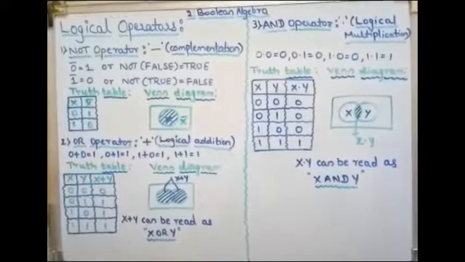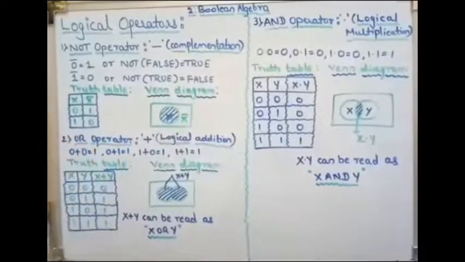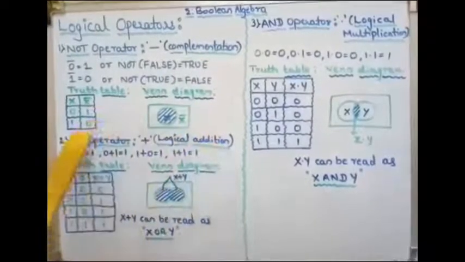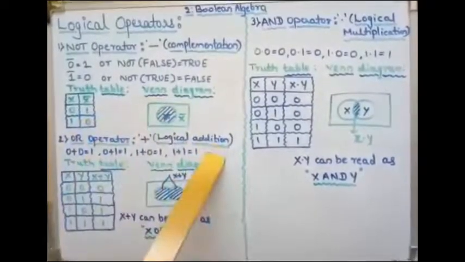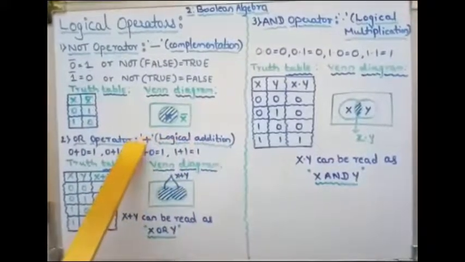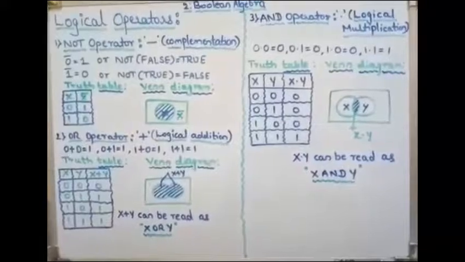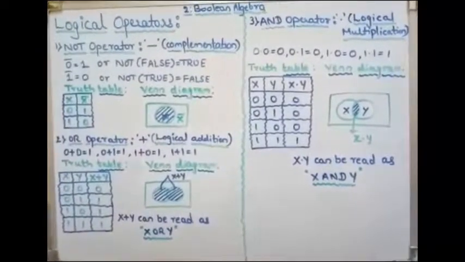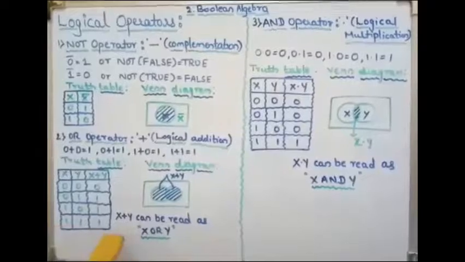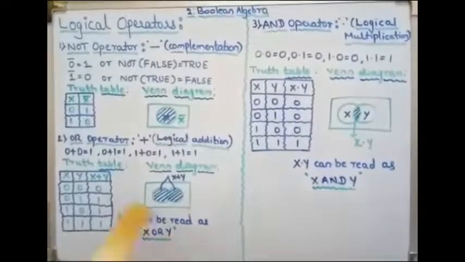A second important operator in Boolean algebra is OR operator, which denotes operation called logical addition. Means OR operator is also called as logical addition and the symbol we use for it is plus. It is also called as logical OR symbol. Thus x plus y can be read as x or y.